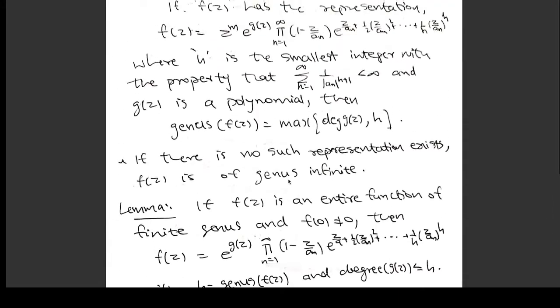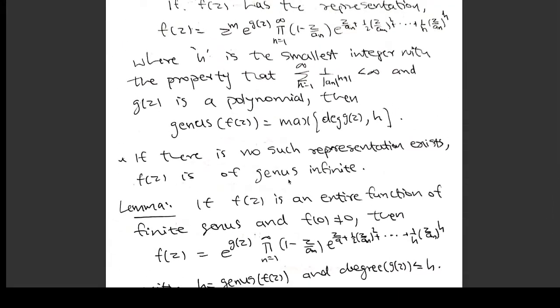Now the major task is to obtain Hadamard's theorem. Before that, let me recall some notions here. Recall the notion of genus of an entire function. If f(z) has a representation of this form, here h is the smallest integer, so h is the genus of this sequence, I mean this canonical product. That means the smallest integer with this property, I mean this summation is finite.